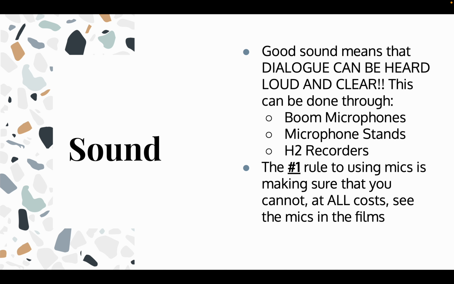Now let's think about sound. We need to have a good looking film, but we also need to have really good sound. Good sound means that your dialogue can be heard loud and clear. You can use microphones, microphone stands, H2 recorders, a boom microphone. But the number one rule is that you cannot see that mic at all costs. You need to be able to hide your mic throughout your entire film in order for your film to make sense. Whatever type of sound recording you want to do, make sure that your audience cannot see it.